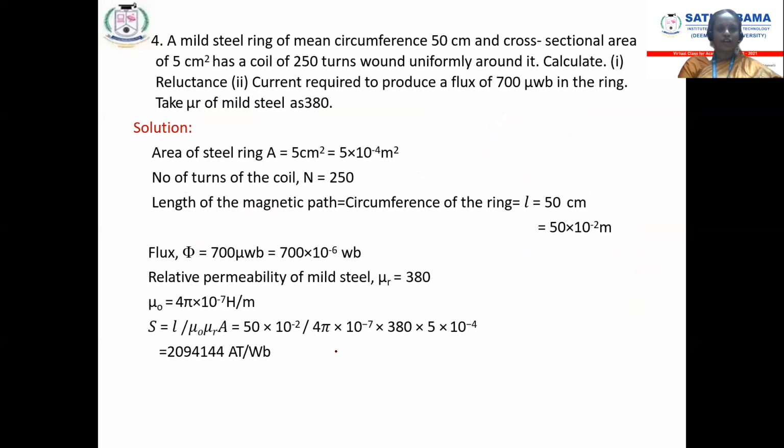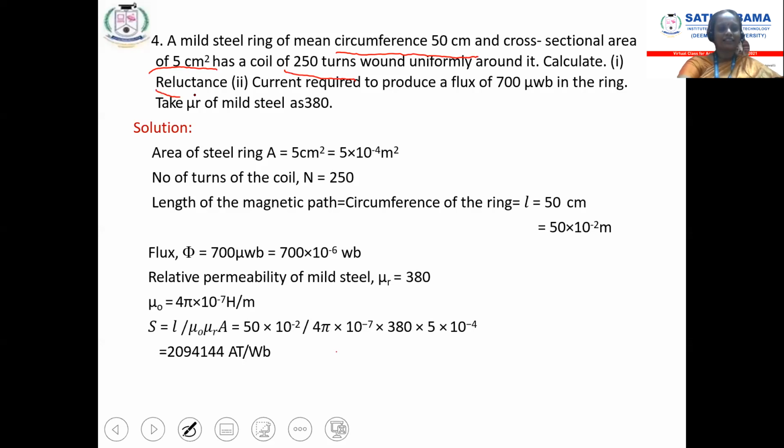Take down: a mild steel ring of mean circumference 50 centimeter. The circumference of the ring is 50 centimeter, cross sectional area 5 centimeter square. I told you already, even though the length is given in centimeter, our SI unit should be in meter, so convert all the terms into meter. And number of turns, 250 turns.